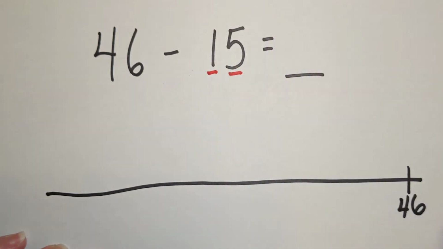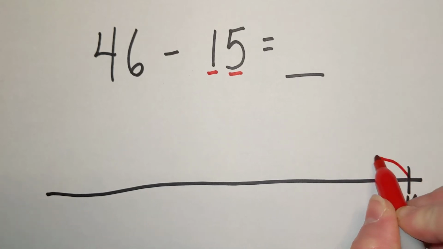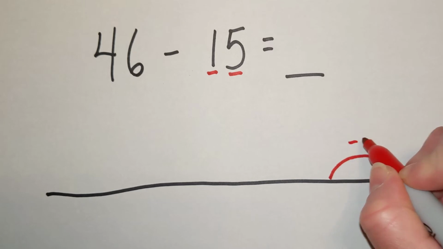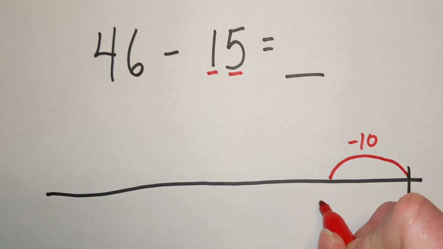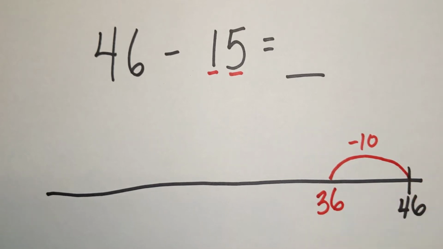So I'm going to look at the tens first. And I'm going to make my jump. So that's your minus 10. We only need one of those because we have one 10. So I'm going to look at my 46. Take away 10 is 36. And I'm done with my tens.